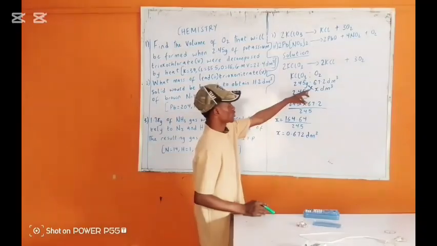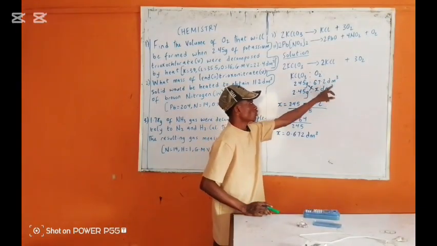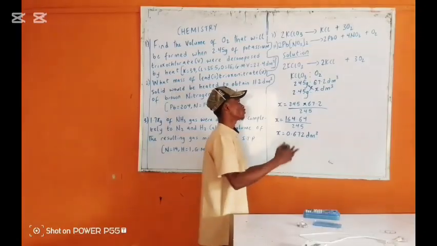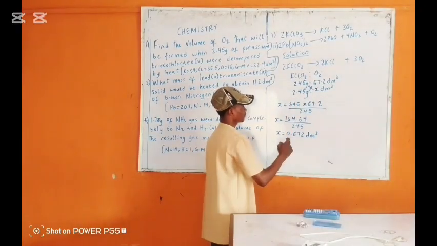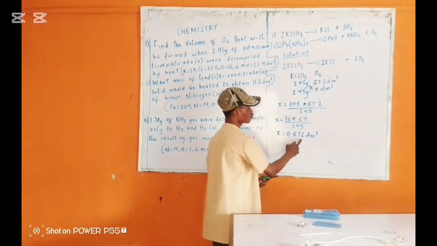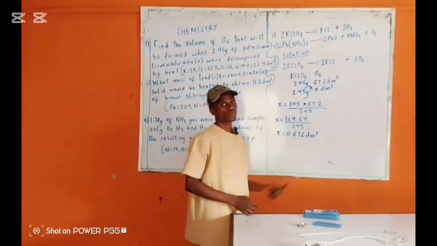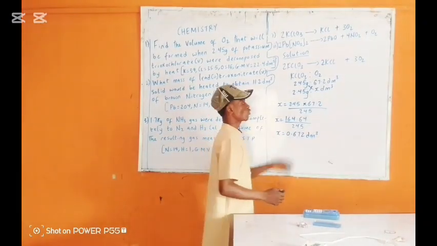So when we make use of 245, 67.2 dm cube of oxygen gas is produced. When we now make use of 2.45, 0.672 dm cube of oxygen gas is being formed or being produced. That is for number 1.